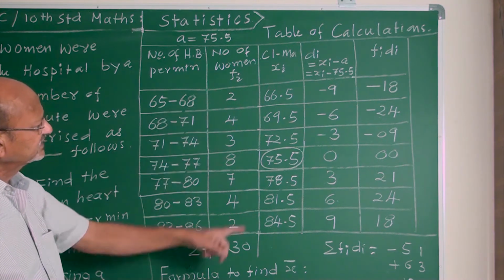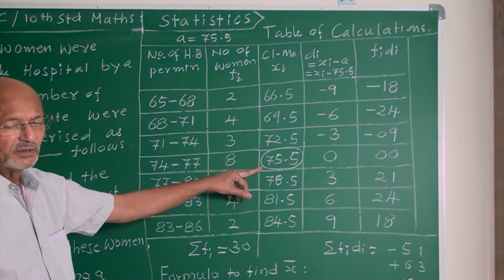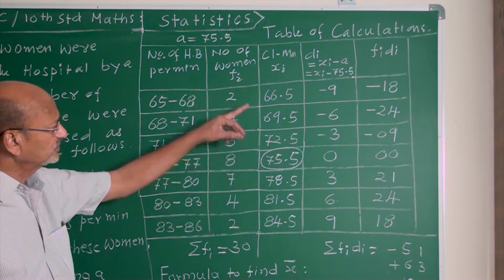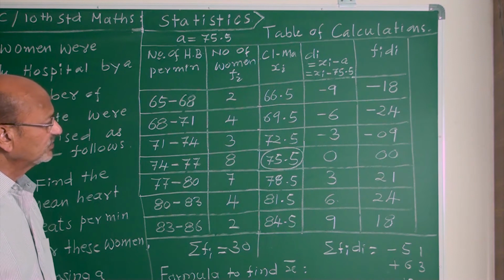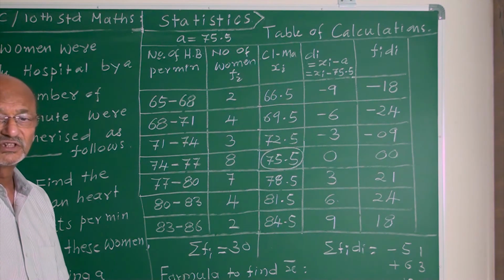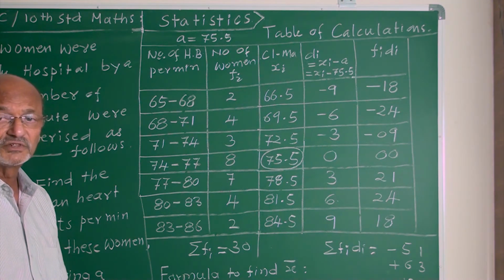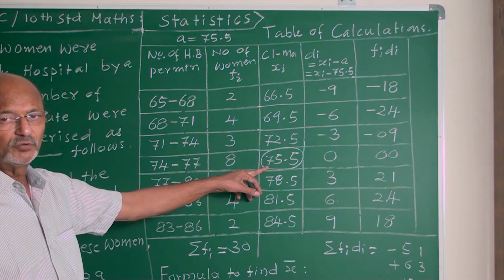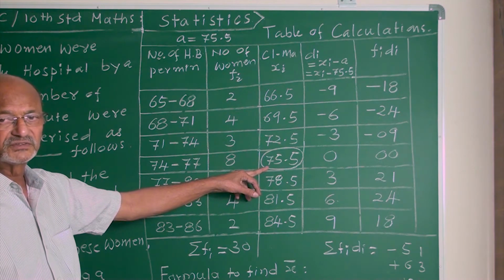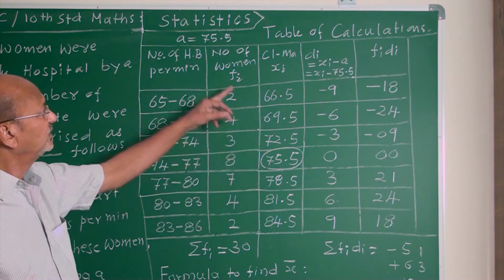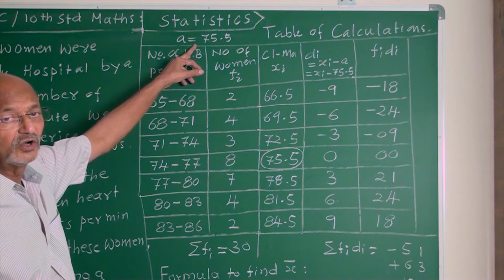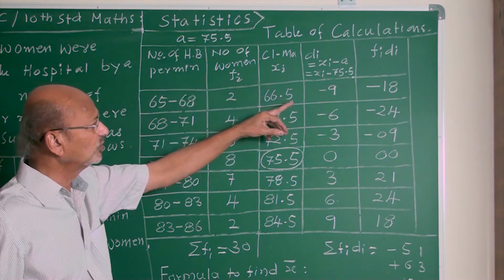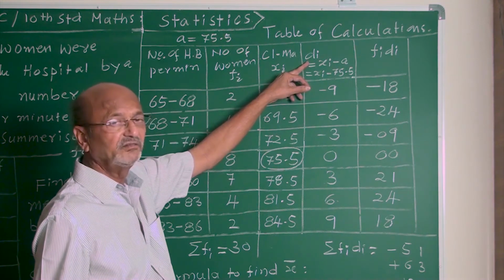After writing Xi, you must observe the middle value of this column. How many observations are there? There are 7 observations. Out of the 7 observations, which is the middle? The 4th observation is the middle. What is that 4th observation? 75.5. This is known as the assumed mean, denoted by A. So the assumed mean is 75.5. So you have to go for the next column to find Di, deviation.